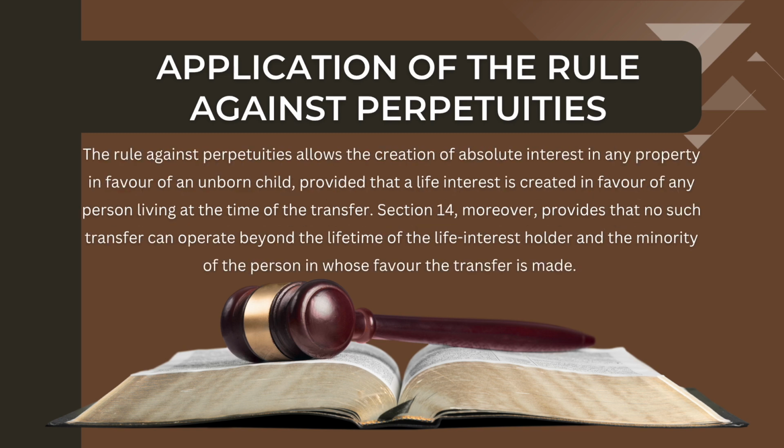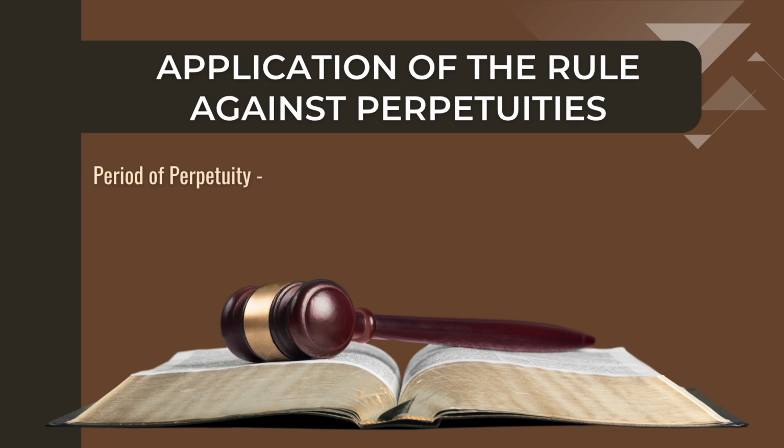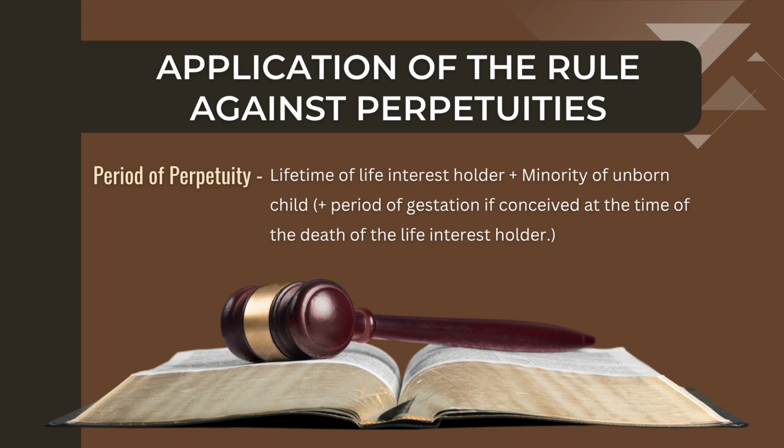This rule against perpetuities allows the creation of absolute interest in any property in favor of an unborn child, provided that a life interest is created in favor of any person living at the time of transfer. Section 14 moreover provides that no such transfer can operate beyond the lifetime of the life interest holder and the minority of the person in whose favor the transfer is made. This implies the period of perpetuity is the lifetime of the life interest holder plus the minority of the unborn person, which includes the period of gestation if conceived at the time of the death of the life interest holder.